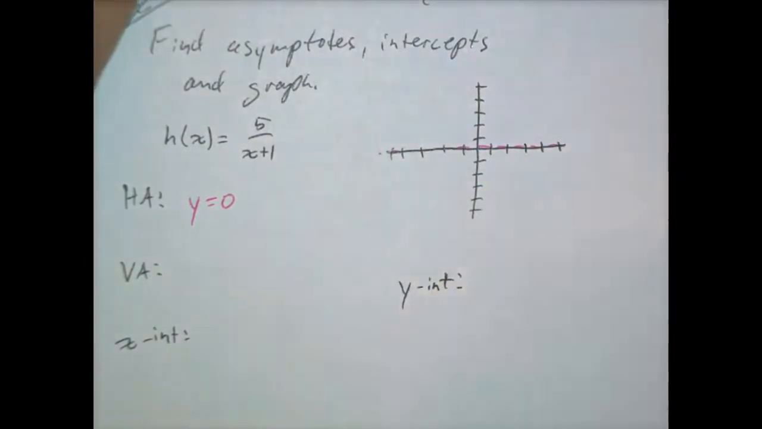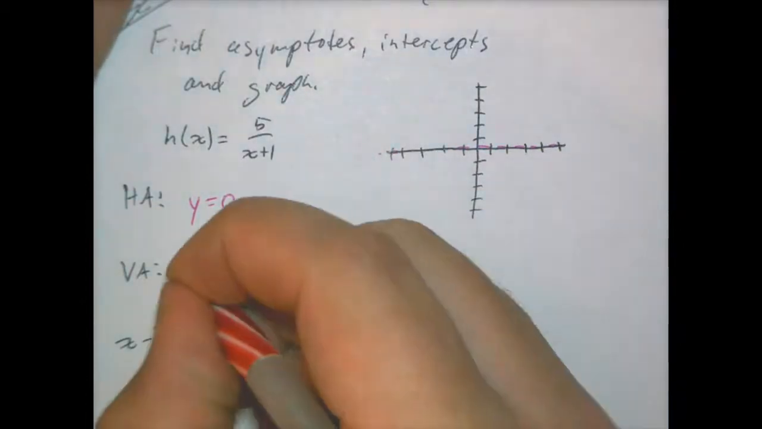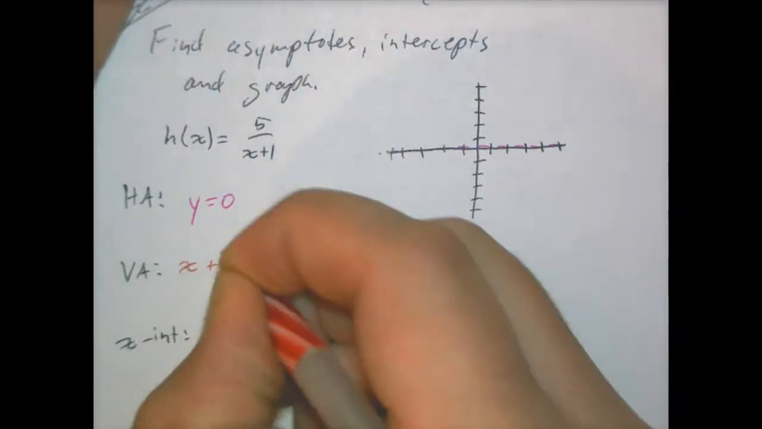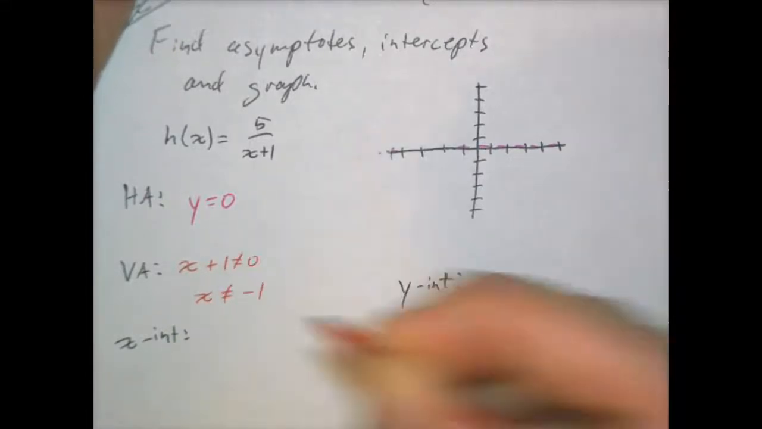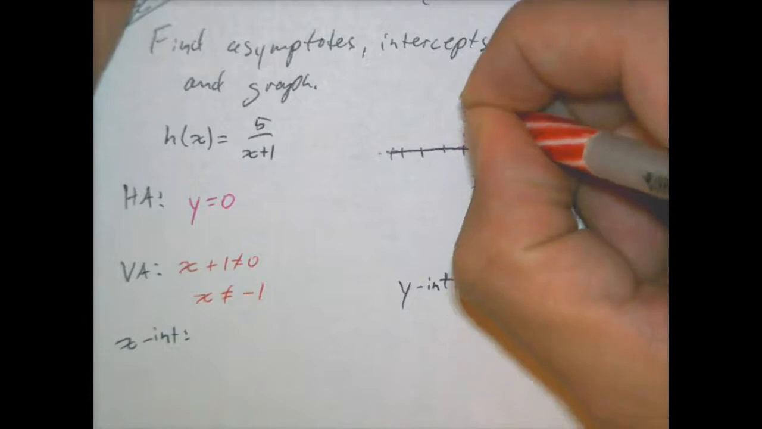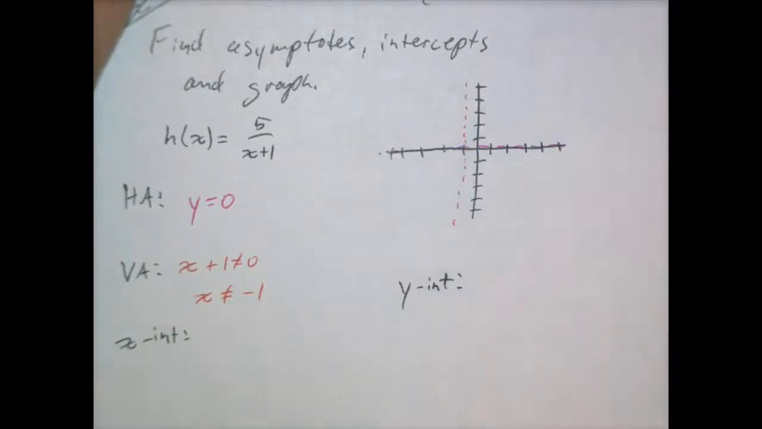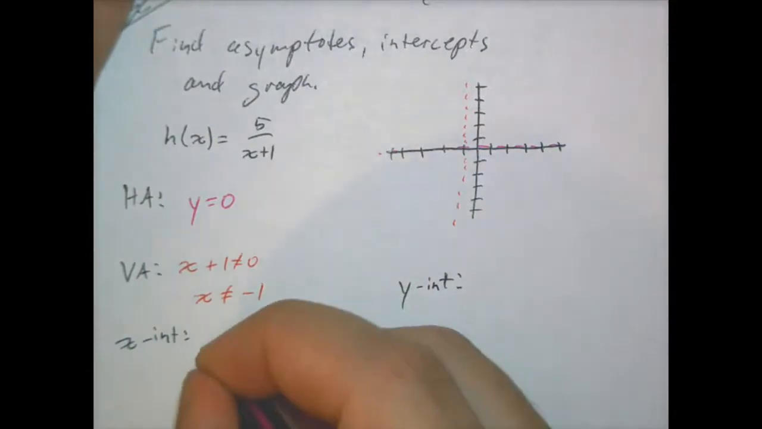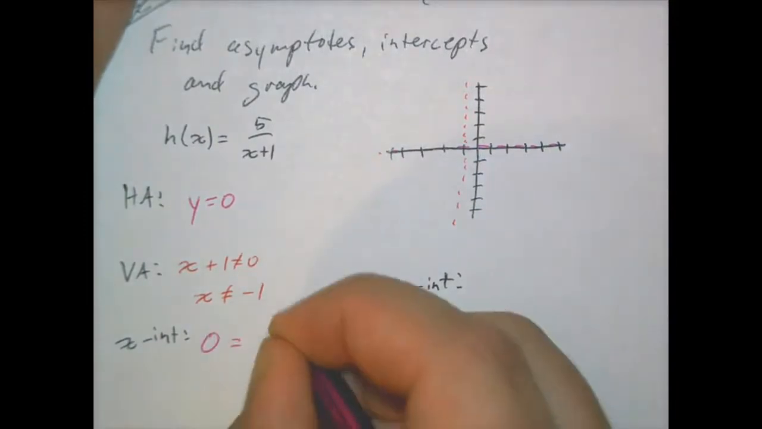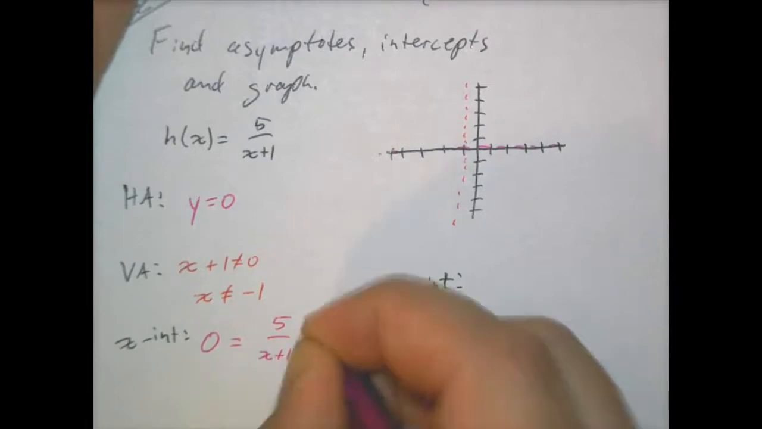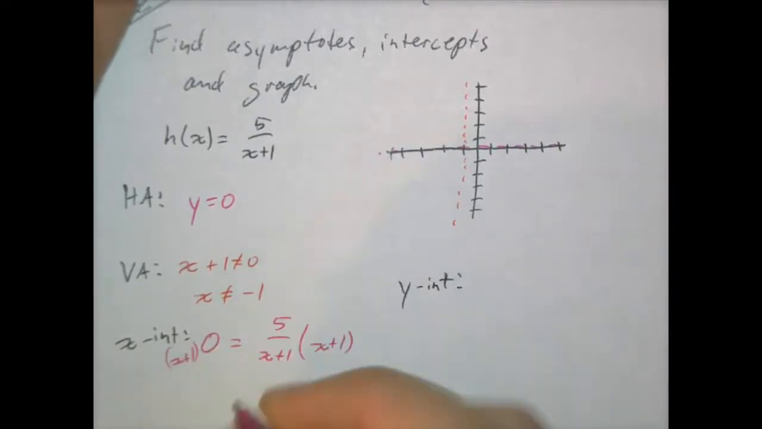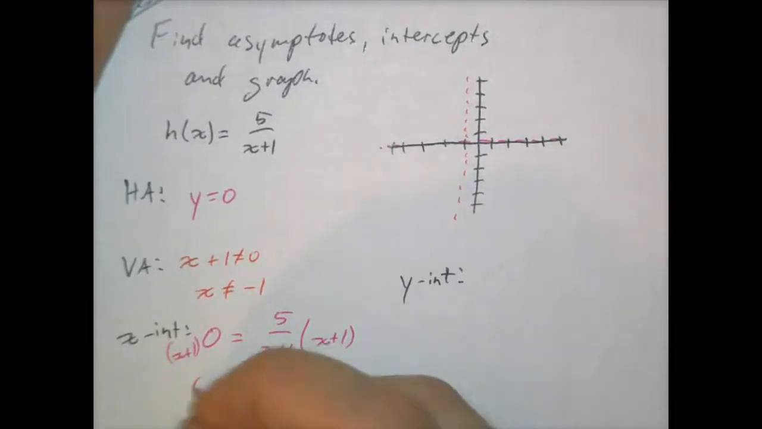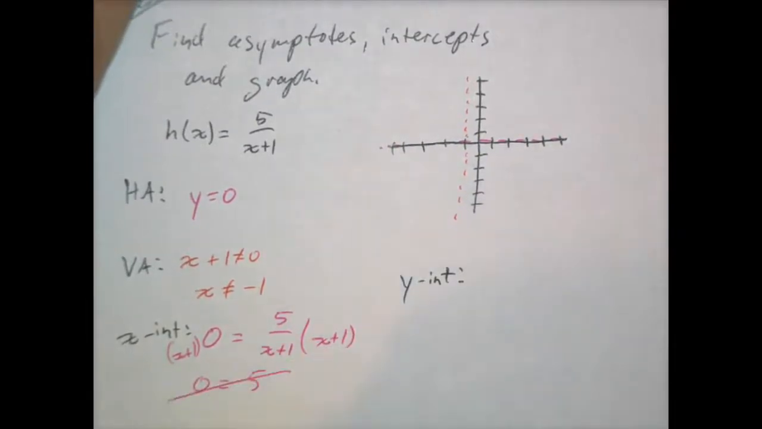Nunca. For the vertical asymptote, I'm going to take the denominator and set it to 0. And x can never be negative 1. So at negative 1, I can never cross that line. For my x-intercept, if I set my y to 0, I can multiply by x plus 1 on both sides, but really 0 times x plus 1 is just 0, so 0 equals 5, so there is no x-intercept.